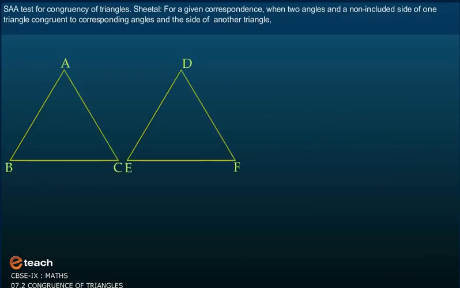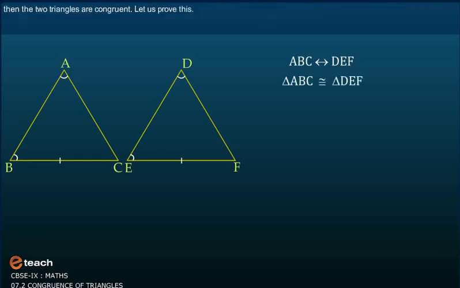SAA test for congruency of triangles. Sheetal says, for a given correspondence, when two angles and a non-included side of one triangle are congruent to the corresponding angles and side of another triangle, then the two triangles are congruent. Now let us prove this.